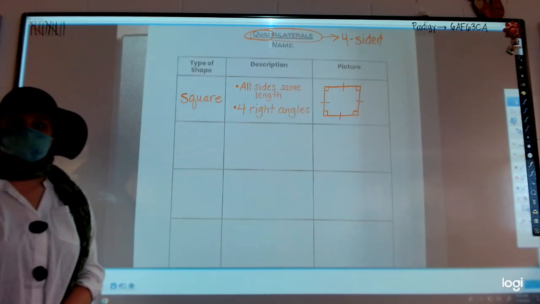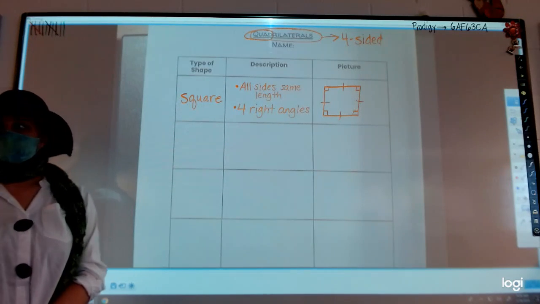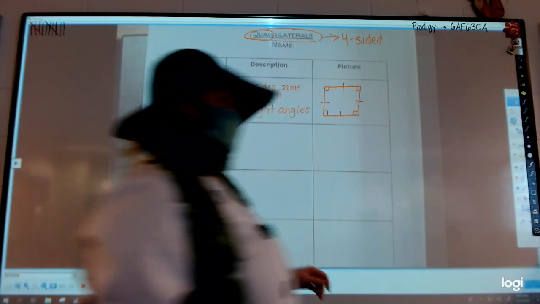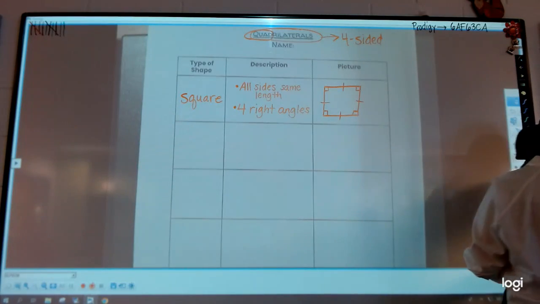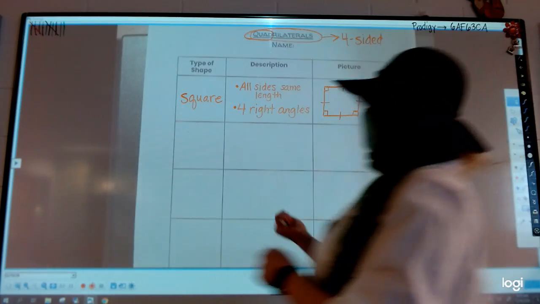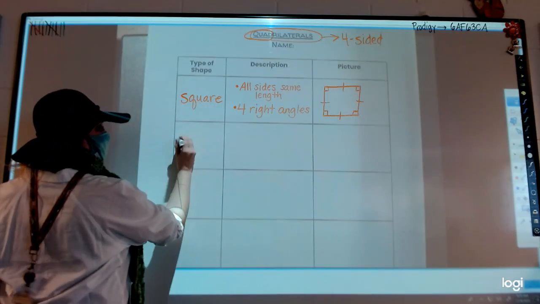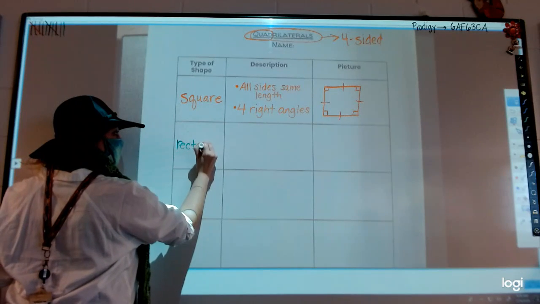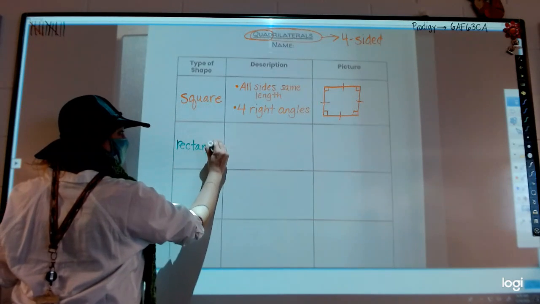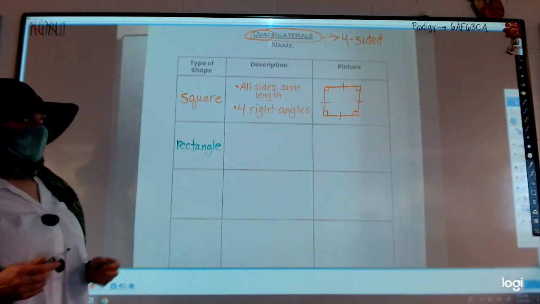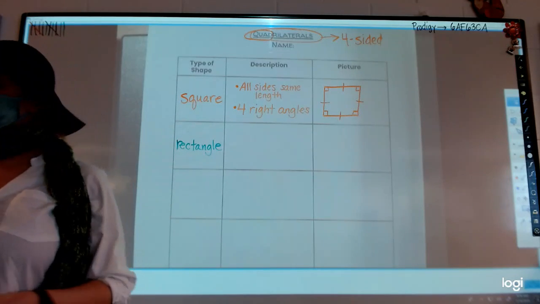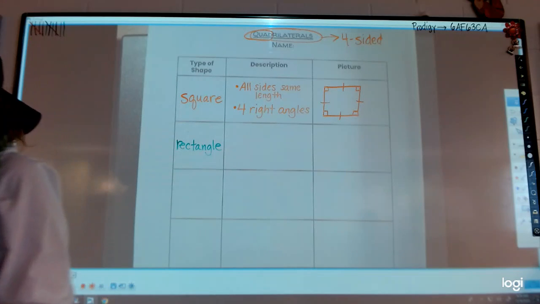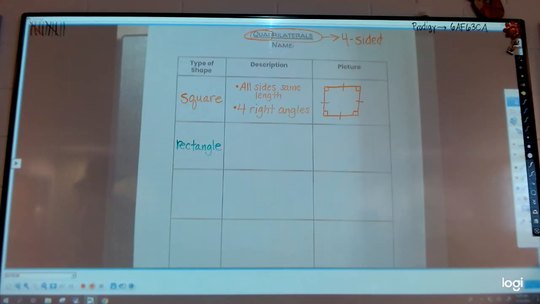Any questions about a square? Okay. The next one we're going to do is almost a square, but not quite. So, in your next type of shape, I would like you to write rectangle. Let's go ahead and draw it first and then come up with our definition. Now, how is a rectangle different than a square? We've all seen one. Noah?